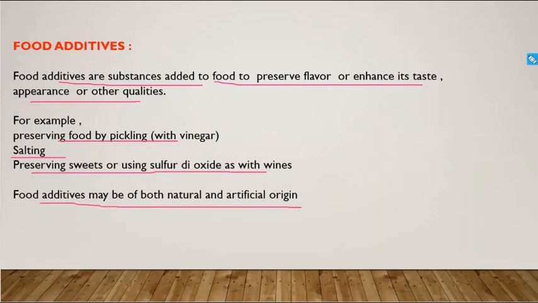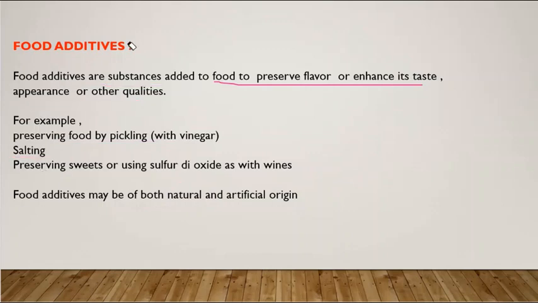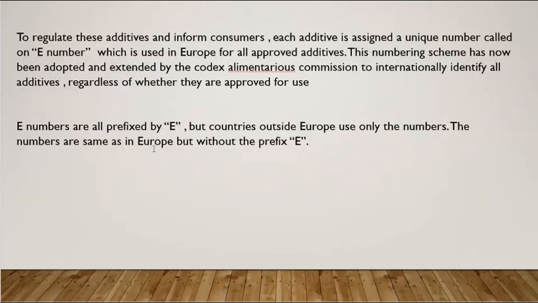This is important. There are also food additives which are natural in nature. That thing has to be known here. And these are the several examples for food additives. To regulate these additives and inform consumers, each additive is assigned a unique number called the E number. Please remember this, which is used in Europe for all approved additives. This numbering scheme has now been adopted and extended by the Codex Alimentarius Commission to internationally identify all additives regardless of whether they are approved for use.